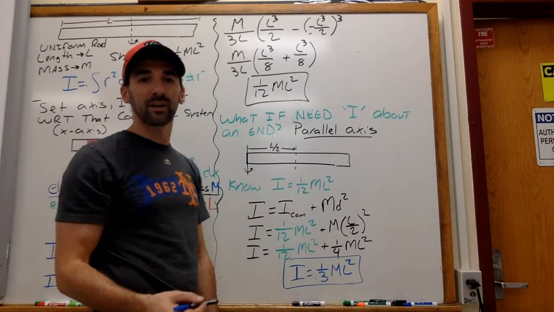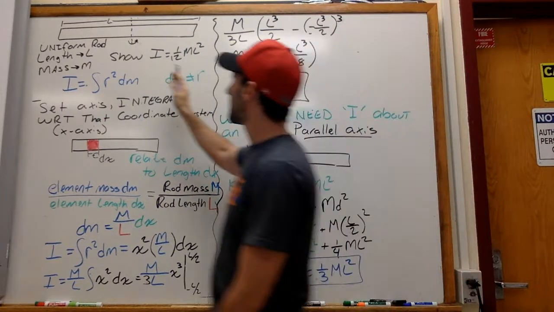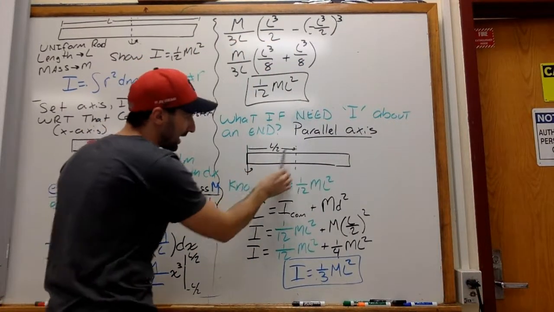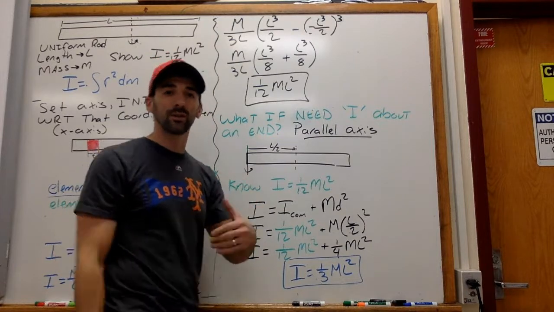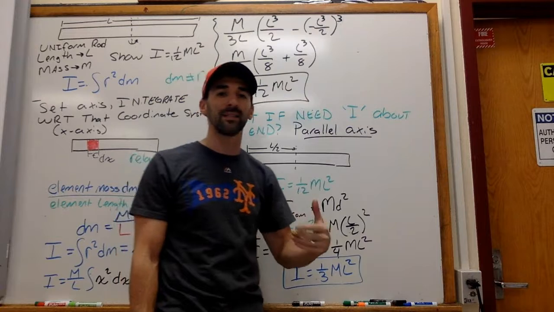This is the moment of inertia about any thin uniform rod with its rotation about the end as opposed to about the center. You could also do it a longer way, but the parallel axis theorem is a shortcut. It's a much better, easier way.